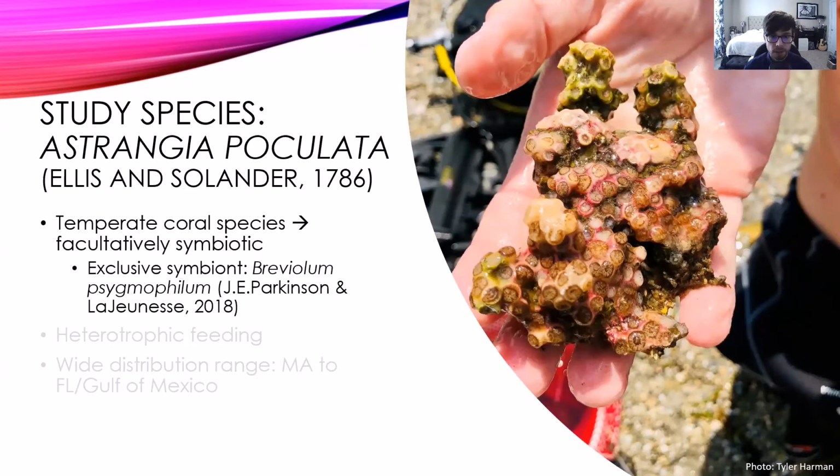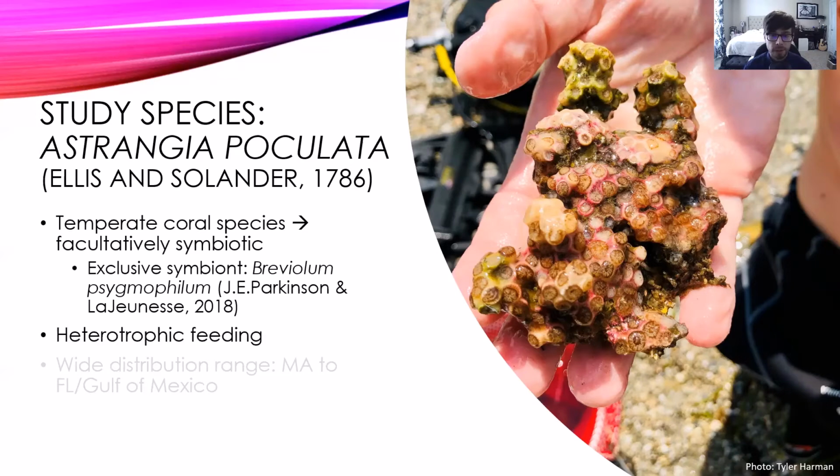This species of coral is classified as a temperate coral species and has a facultative symbiotic relationship with symbiotic algae. This means compared to tropical corals, which have an obligate relationship, this can live with and without algae, or in very small quantities. It can either be listed as symbiotic, which has algae in its tissues, or as aposymbiotic, which is either devoid of algae or has much smaller quantities. However, when it does contain symbiotic algae, its known exclusive algal symbiont is Breviolum psygmophilum.